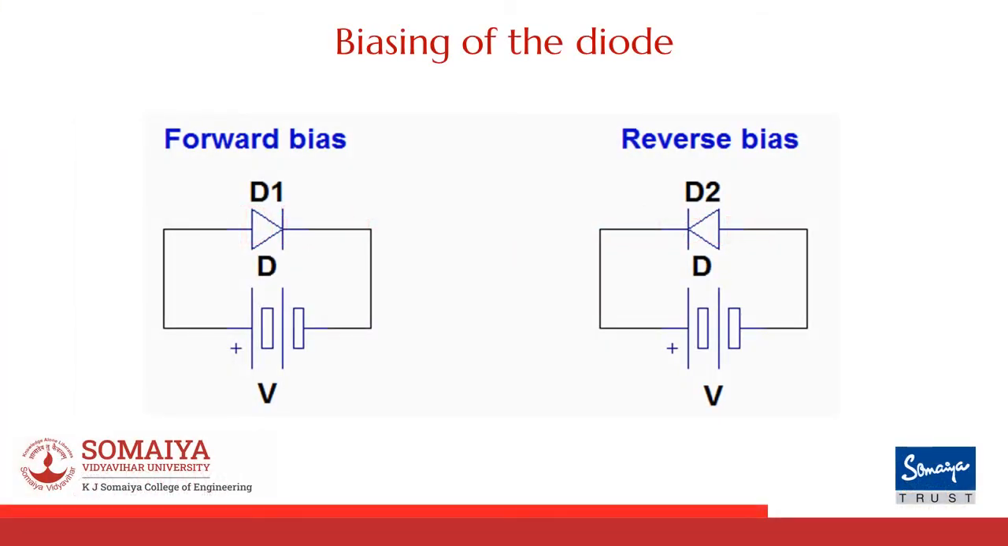Before we start off with the analysis of clipper circuits, let's just revise the biasing conditions for a diode. For a diode, if the anode is connected to the positive plate of the battery and the cathode is connected to the negative plate of the battery, then we say the diode is forward biased.